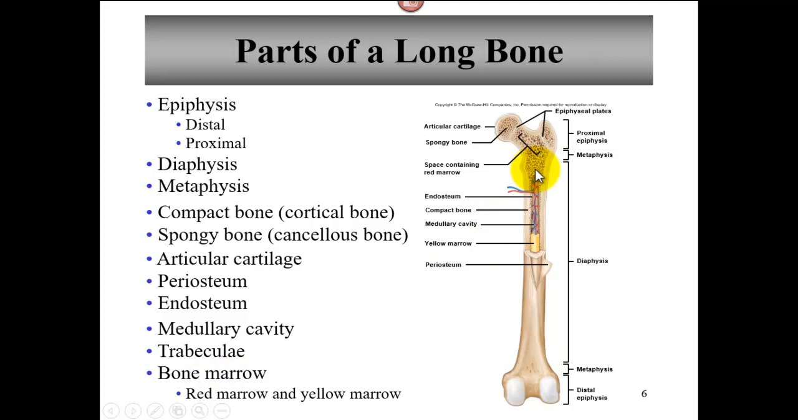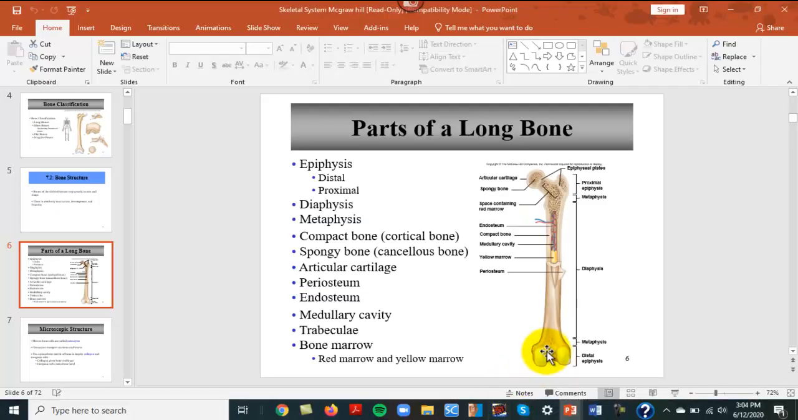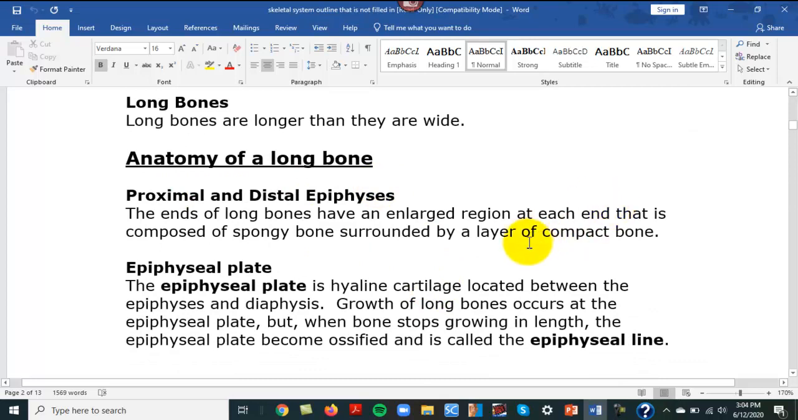Trabeculae are these little openings that are found in spongy bone, and like I was saying, this is called yellow marrow. There's actually red marrow as well, and those are found in the hollow portion. Now, red marrow can be found also in the ends called the epiphysis. So everything I just went over is right here.